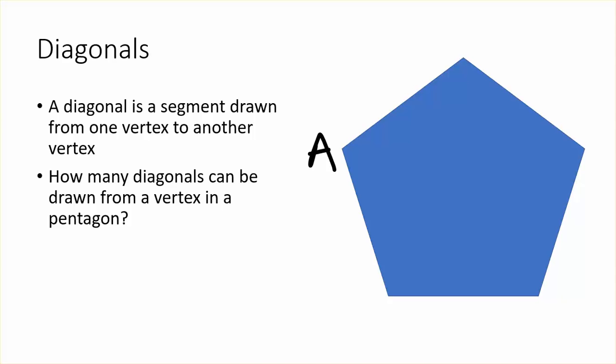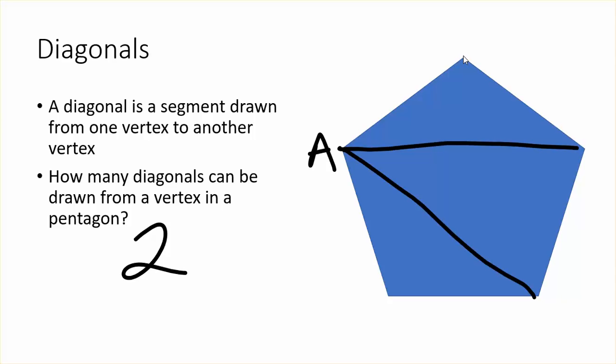I'm going to start at a point I labeled A, and I'm going to draw all the diagonals. That means I'm going to go from A and connect to the other vertices. I've already connected to the vertex at the top because I have a side connecting it. So I'm going to go across to that one. Then I'm going to go to that corner. You'll notice again that the sides connect the other vertices. So in a pentagon, when I drew from just one point, I could only draw two diagonals.